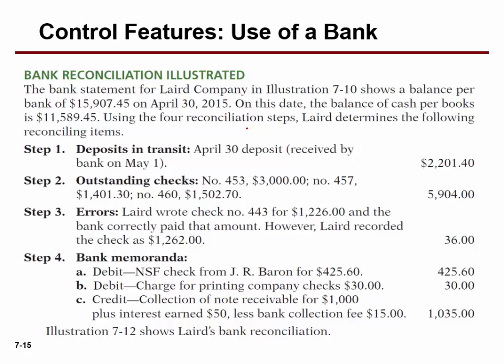Credit collection of a note receivable for $1,000. They must be doing a lockbox function for us here or something, right? But they already know about it. I don't need to adjust their balance, right?